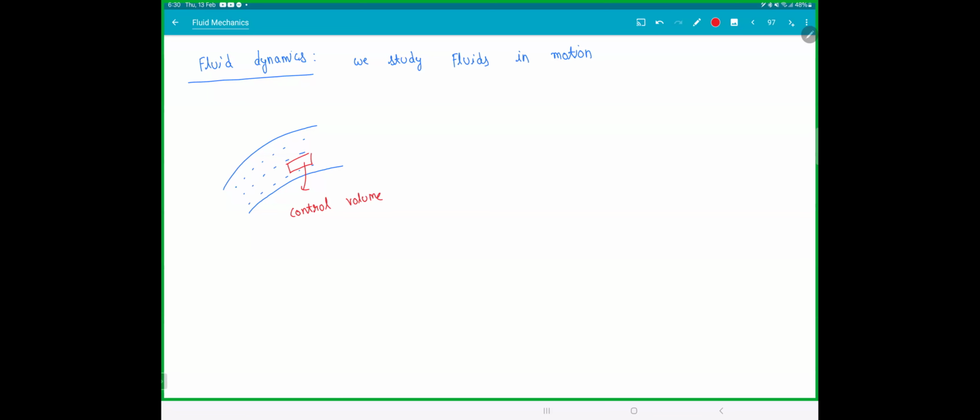So this is called a control volume. That's a very technical way of saying this is a region where you study the liquid.